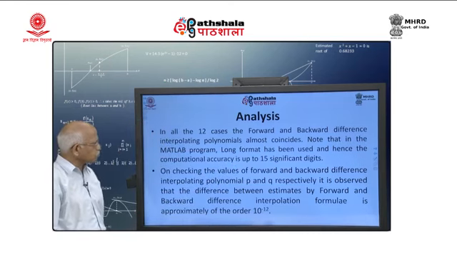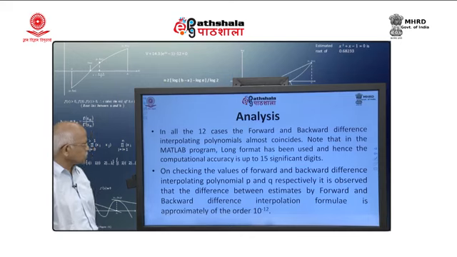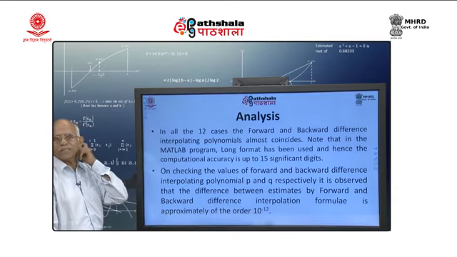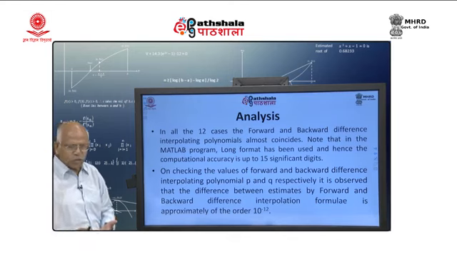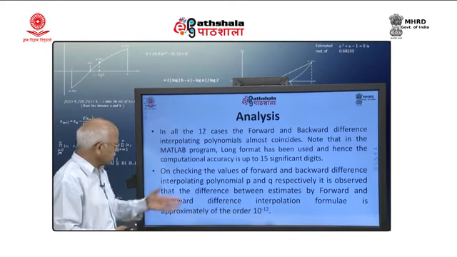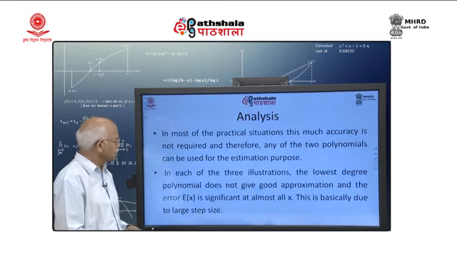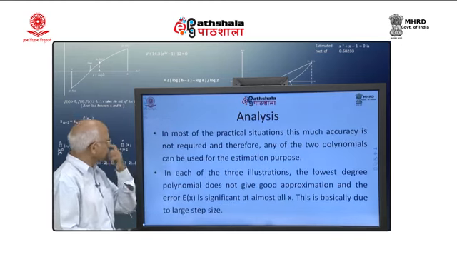On checking the values of the forward and backward difference interpolating polynomials p and q respectively, it is observed that the difference between the estimates by the forward and backward difference interpolation formulas is approximately of the order 10 raised to minus 12. Therefore, you can presume that there is no difference between the two, because this much accuracy is not even required in many applications.